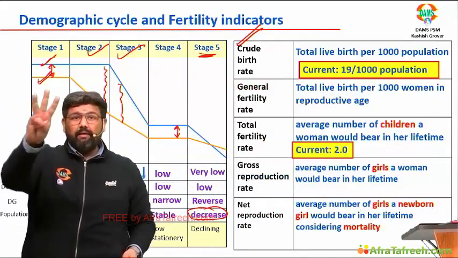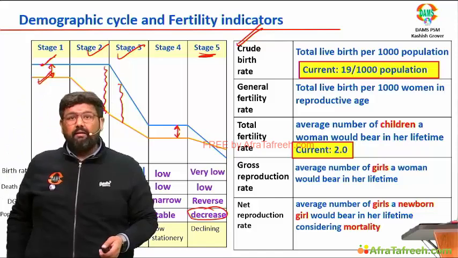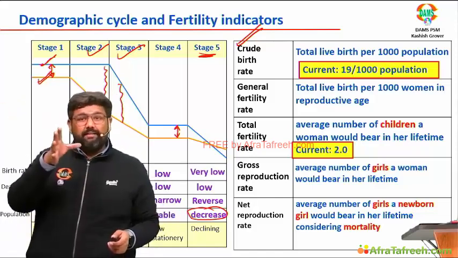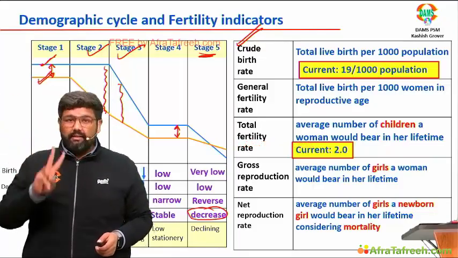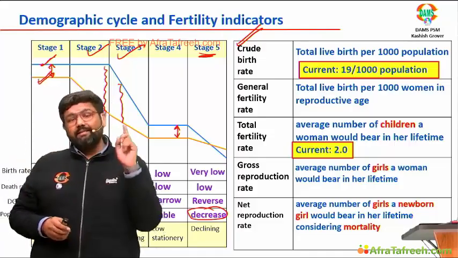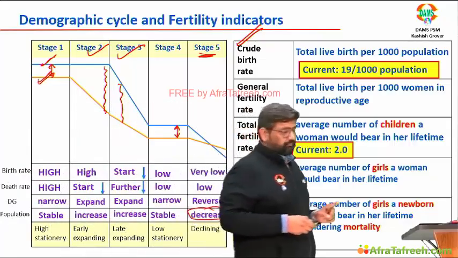Guys, 3 very important. Average number of children, TFR. Average number of girls, gross reproduction rate. Average number of girls a newborn would bear, net reproduction rate. Second MCQ, which of the following considers mortality? It is net reproduction rate, right?